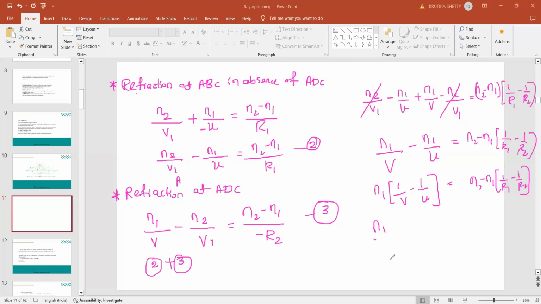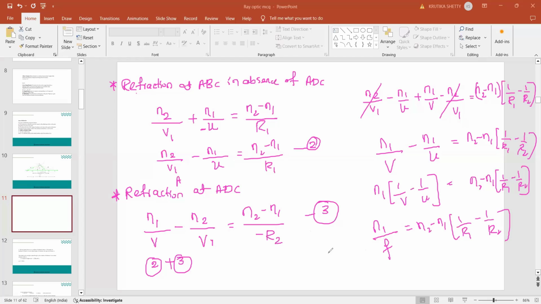So I can write it as what? N1 by F is equal to N2 minus N1 inside the bracket, 1 by R1 minus 1 divided by R2. Correct? So now what I can do here is, whatever this formula is, it is also called Newton's lens formula, they also say.